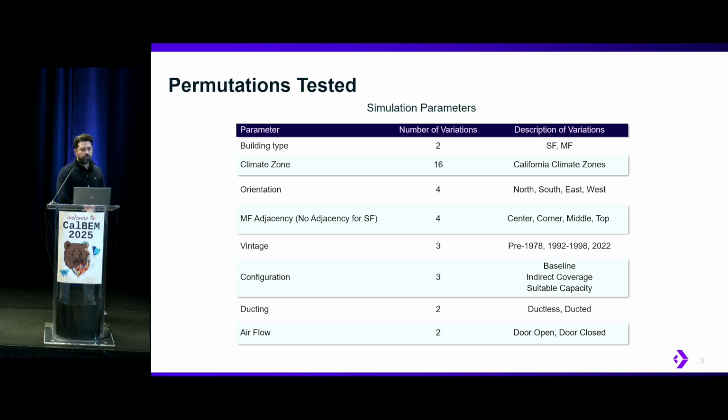There were many scenarios that we considered: 2 building types, single family and multifamily, 16 climate zones of California, 4 main orientations, and 4 multifamily adjacencies, 3 vintages, and 3 configurations. Baseline means the standard design. Indirect coverage means we are reducing the indoor head units in zones, and suitable capacity means downsizing the capacity of the heat pump to 80% with 2 ducting scenarios, ductless and ducted, and 2 airflow.